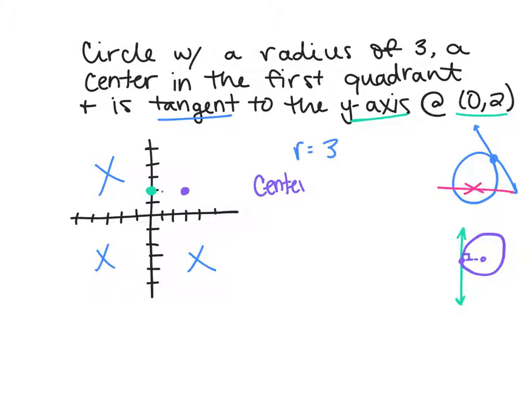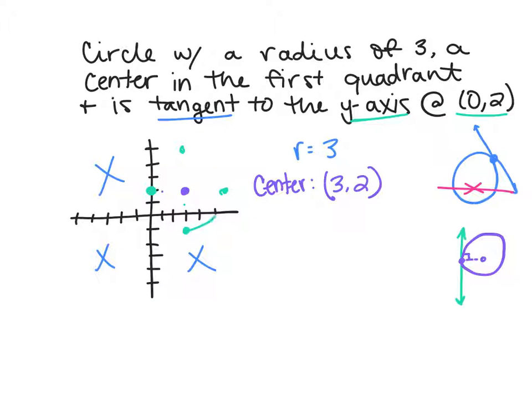So just using that idea of the circle has to bounce off the y-axis, we can count to find our center. So our center is going to be at (3, 2), and from there we have enough to write our equation and graph the circle. So if we want to graph the rest of the circle, we know from the center, radius of 3, we can count down, 1, 2, 3. We can count to the right, 3, up 3.